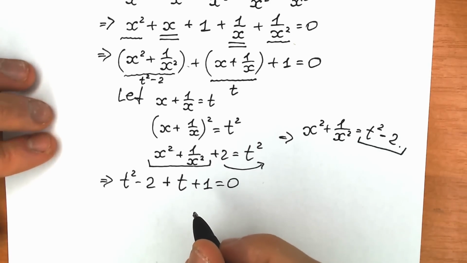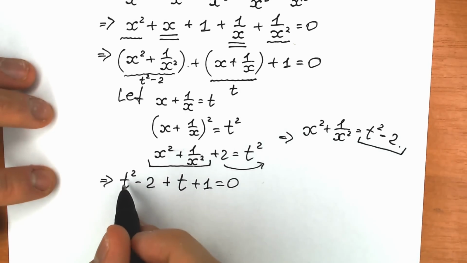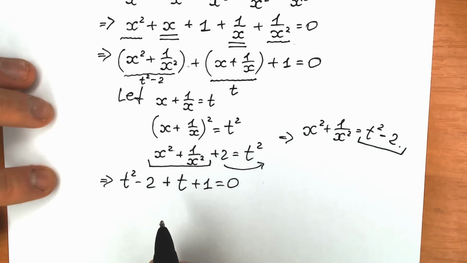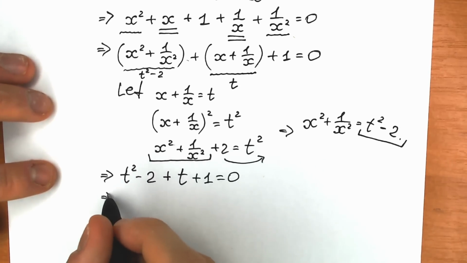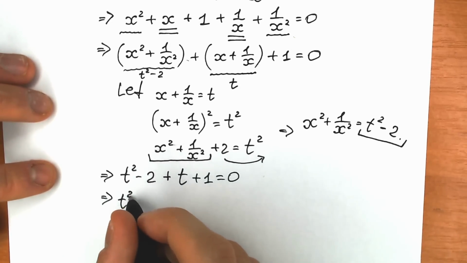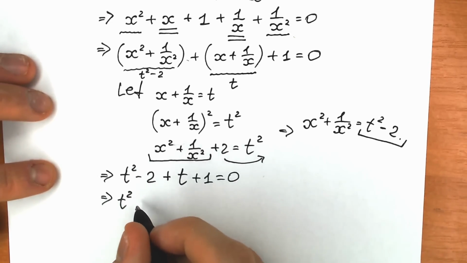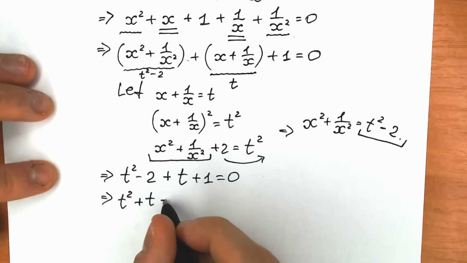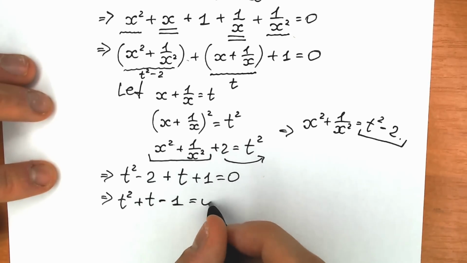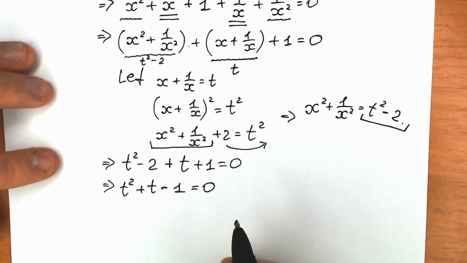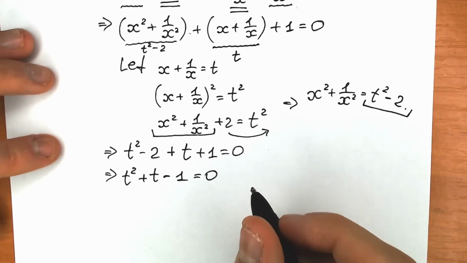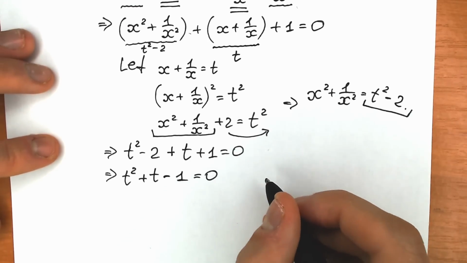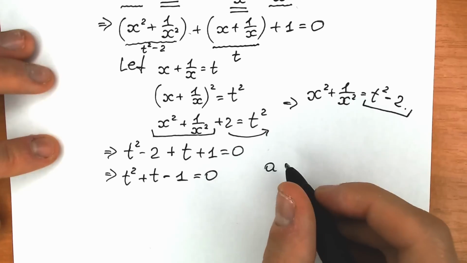It looks like a basic quadratic equation. As a result we have t squared plus t minus 1 equal to 0. Really great. Right now let's solve it in terms of the discriminant. Maybe we can solve it a little bit faster, but I will solve it according to a step-by-step explanation.